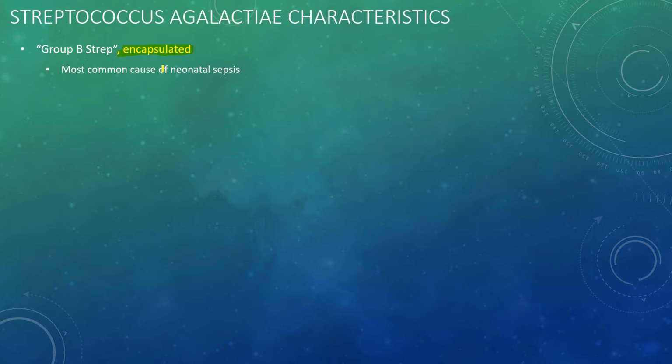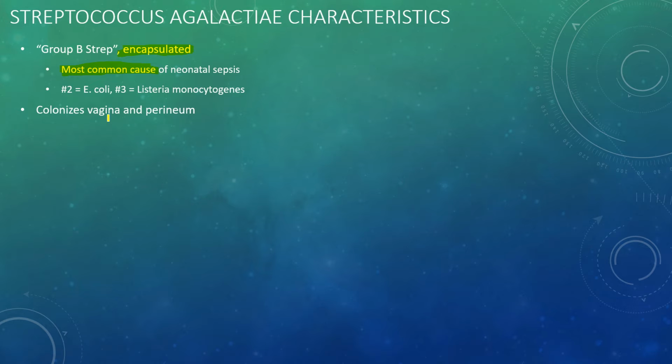So the most important feature of Group B strep, and the thing that will be most likely tested, is that it's the most common cause of neonatal sepsis. Most common cause. Whenever you see most common cause, you automatically know that this is very high yield. Number 2 is E. coli. Number 3 is Listeria monocytogenes. Number 1, Group B strep.